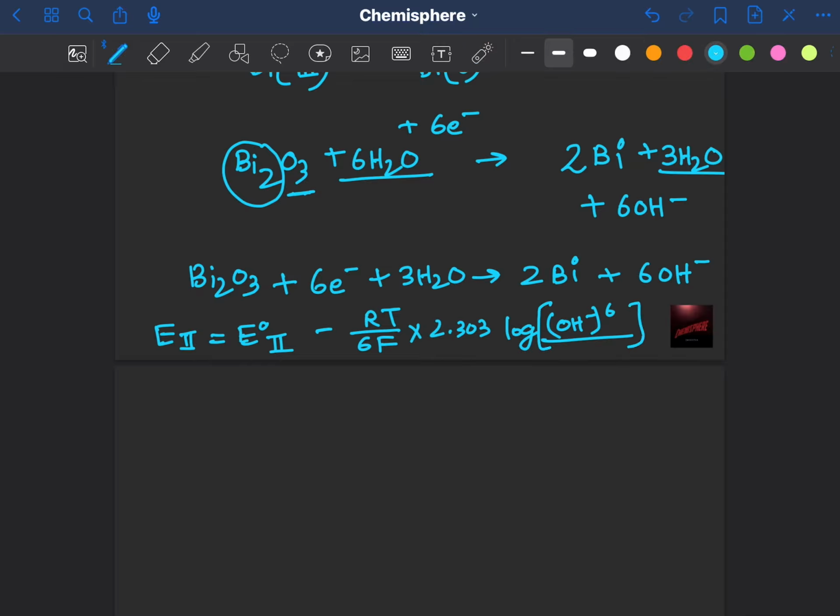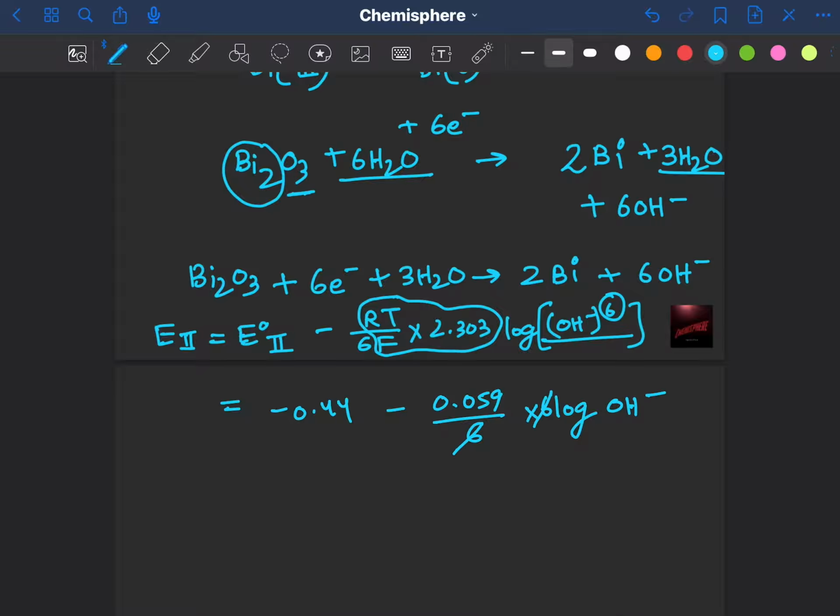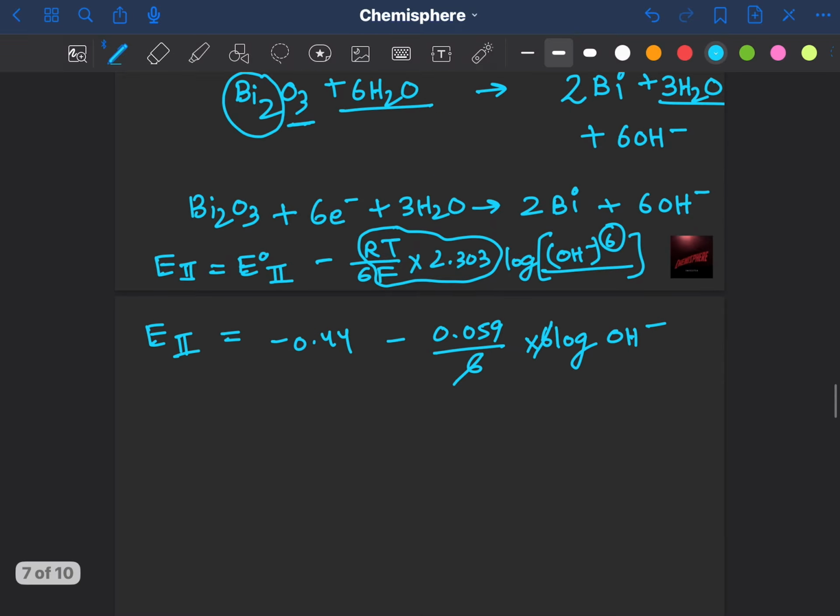Or we can write it down as minus 0.44 minus 0. So we know this value RT by F into 2.303, that is 0.059, by 6 into log of OH minus to the power 6, so the 6 will come down, log of OH minus, and this and this get cancelled. Okay, so this is the final value for E2.